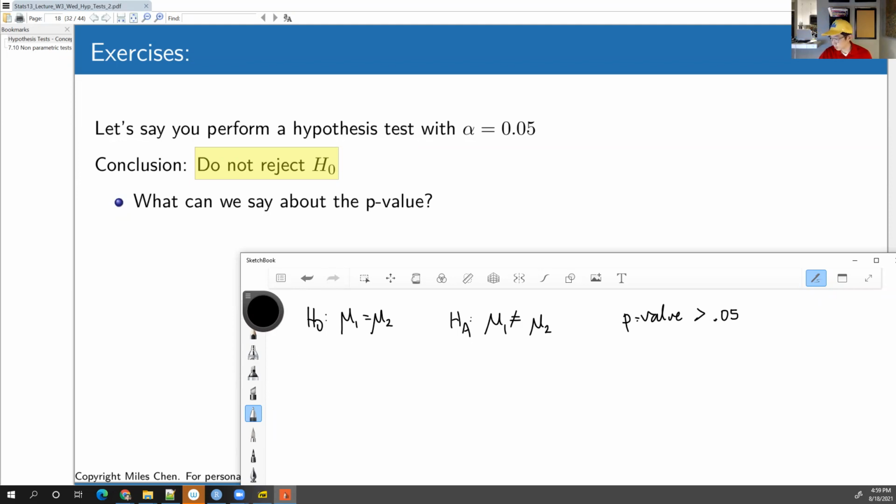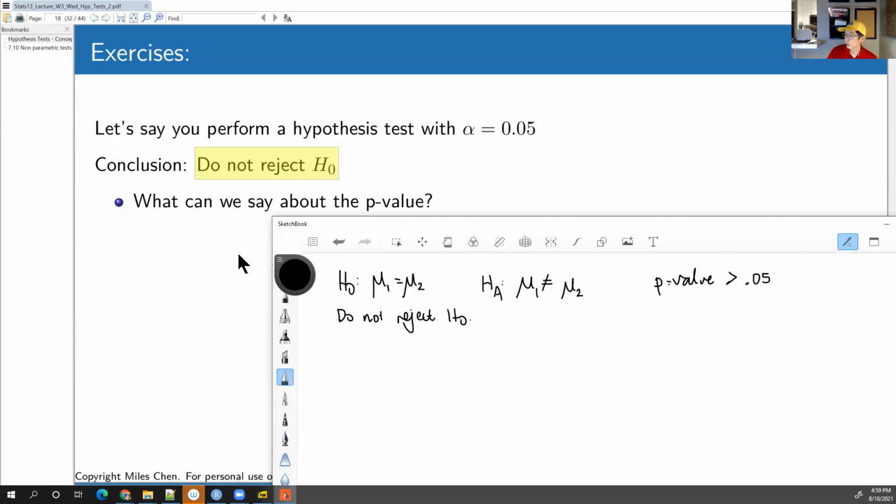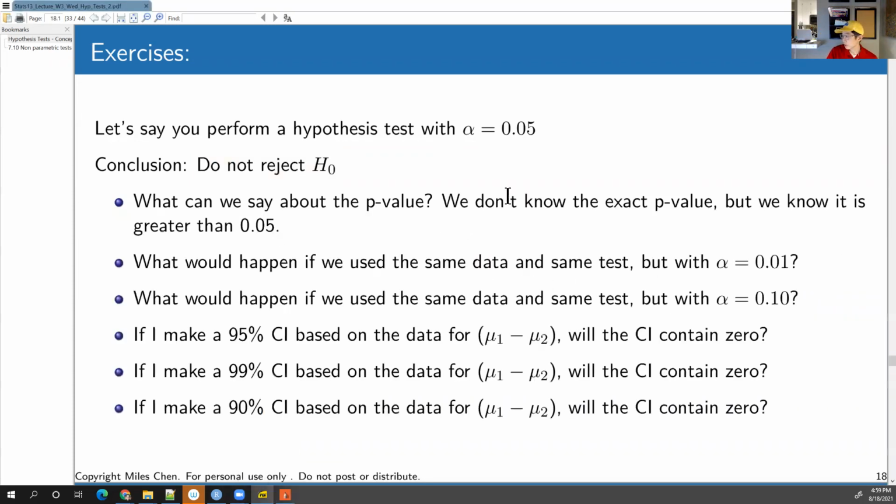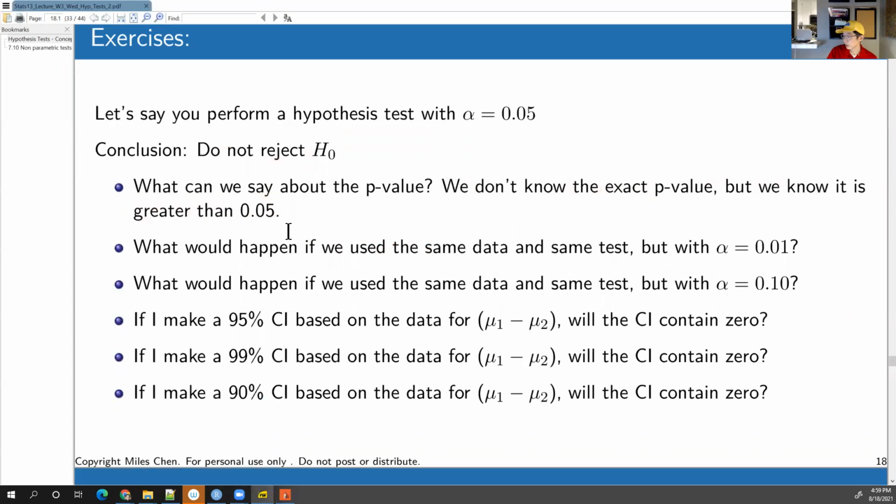Because we said do not reject the null hypothesis. Now, we don't know exactly what the p-value is. It could be 7%, it could be 20%, it could be 50%. We have no idea, okay? So all we know is that we don't know the p-value, but we do know it's greater than 5%. Okay, so here's a few questions.